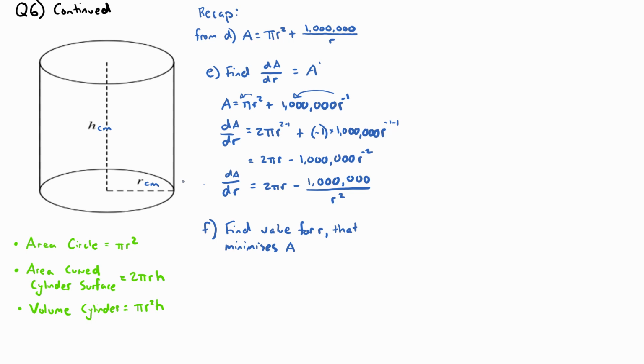Now, we could do this a few ways. We could just directly plot this function into our graphics calculator and find the minimum value for A. It might look like this, where this is the area and this is the radius, and we could find the radius that gives the minimum surface area. However, unfortunately, because that would be an easier way, the question does ask us to use our derivative formula.